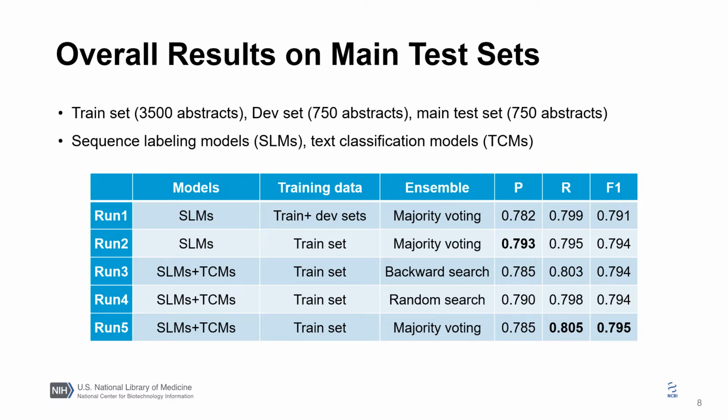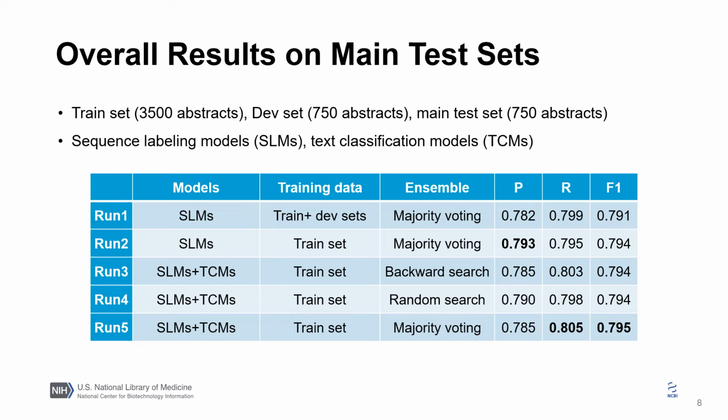During the task, we submitted 5 runs as our final submission. For run 1, we merge the official training and the development set, then randomly select 350 abstracts as our development set for early stopping. Only sequence labeling models are ensembled with the majority voting. In run 2, we use the same models and ensemble method. The difference is we use only the training set for model training and early stopping by the performance on the official development set.